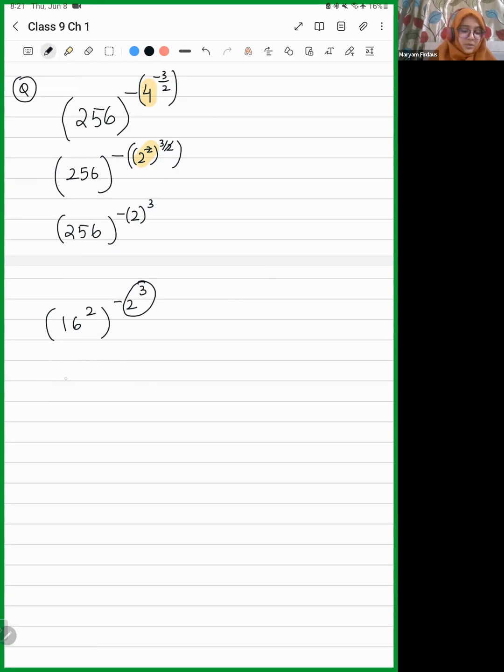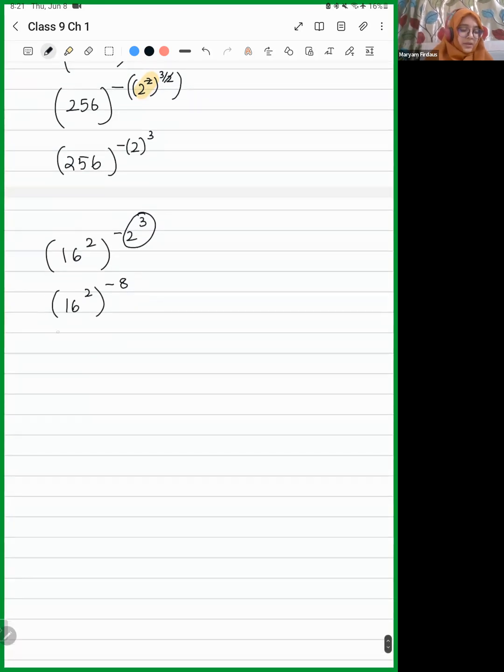Okay, let's just do it like this. So 16 squared and this thing to the power minus 2 cube, which is 8. All right, so then we know that a to the power m whole to the power n is what? a to the power mn, right? So this is 16 to the power minus 16, which is 1 by 16 to the power 16. So we can leave it at that. We don't have to sit and solve it because then it's going to be very long.